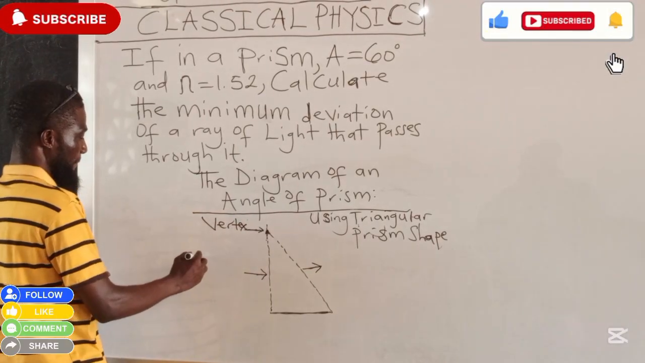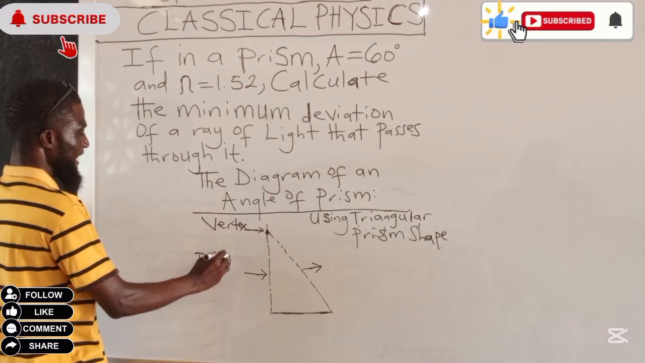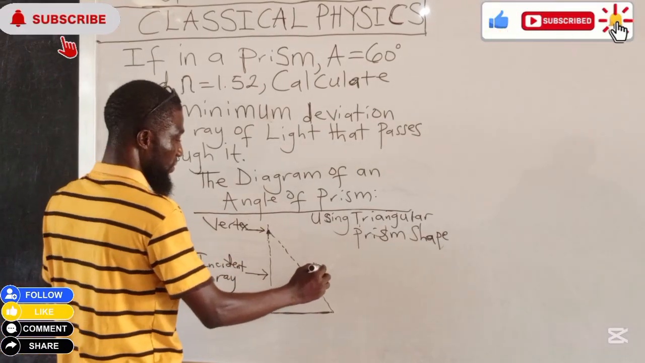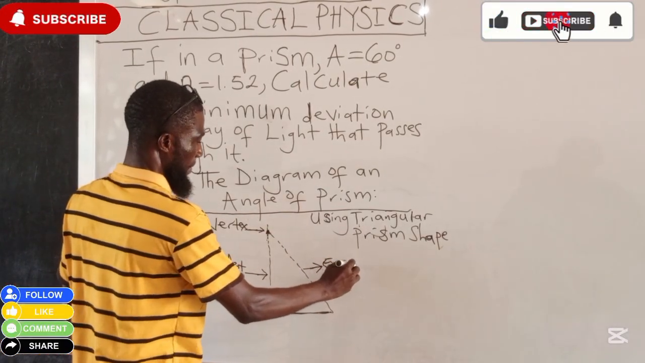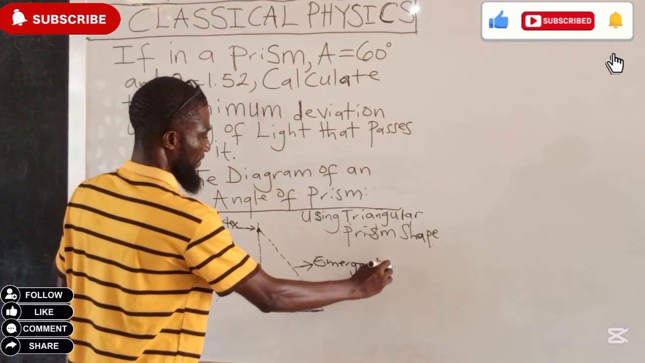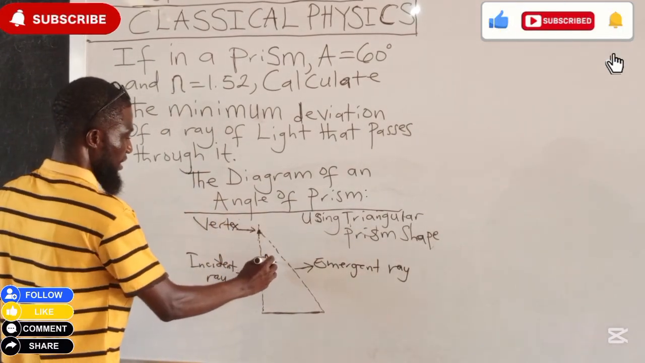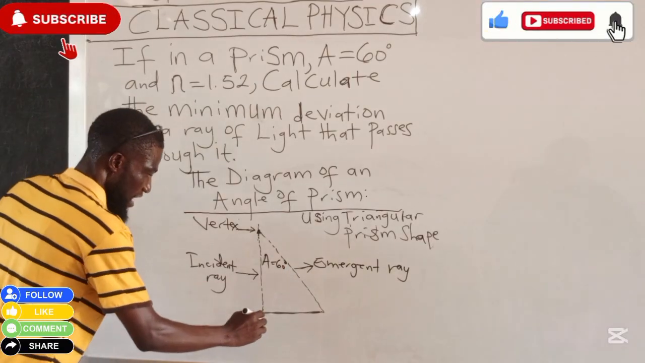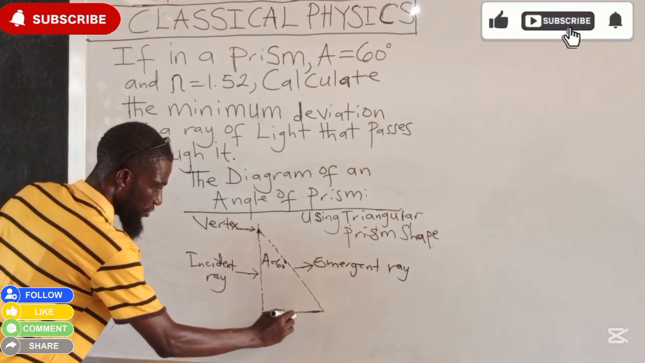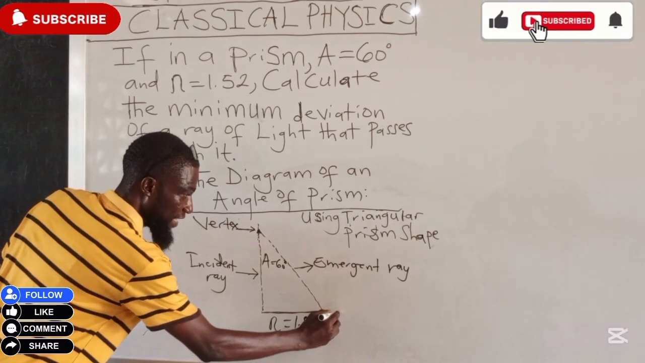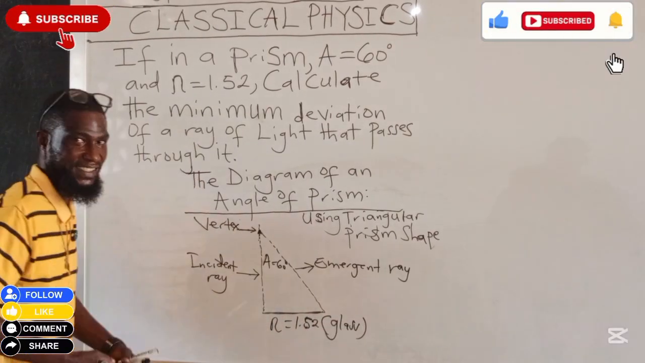On this note, ladies and gentlemen, based on our diagram here, we say this is the vertex, and this is called the incident ray, and this is also called the emergent ray. On this note, ladies and gentlemen, we'll have A equal to 60 degrees and the index of refraction equal to 1.52. Remember, it is specifically in glass.